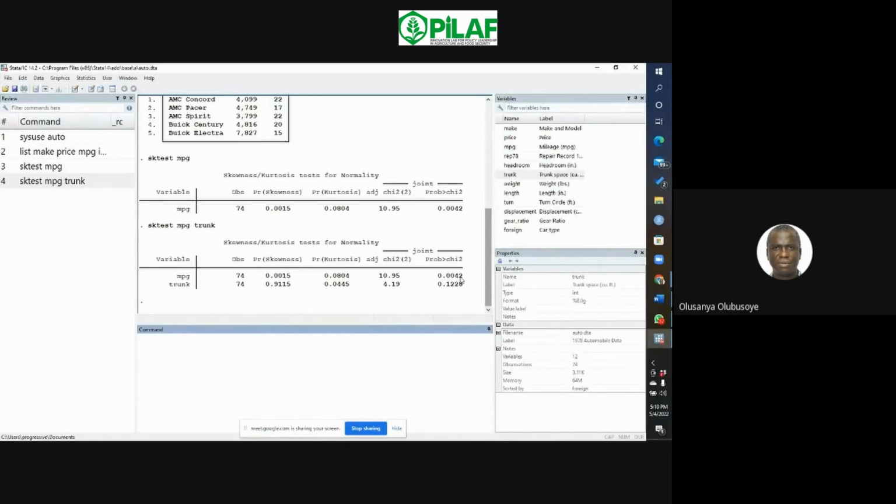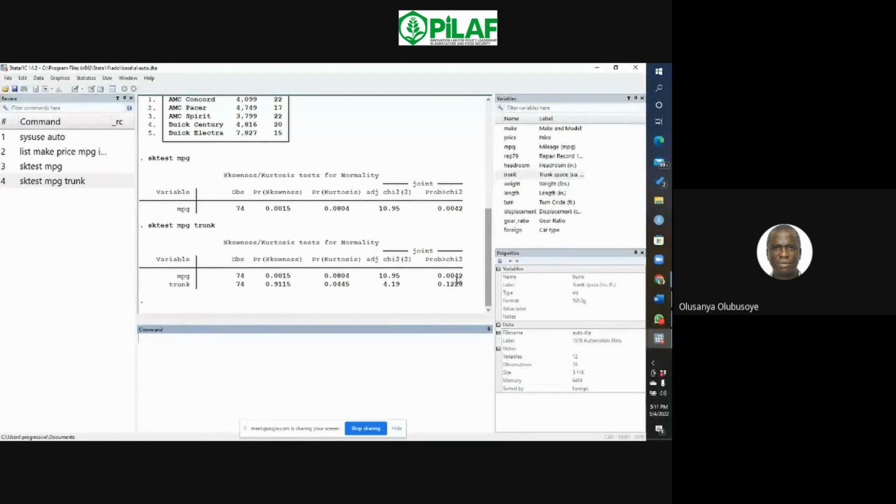So if this p-value is smaller than your alpha level, your level of significance, that is when you reject the null hypothesis. I repeat, when the p-value, this probability value that is reported here, is smaller than your chosen level of alpha, or level of significance, then you reject the null hypothesis.